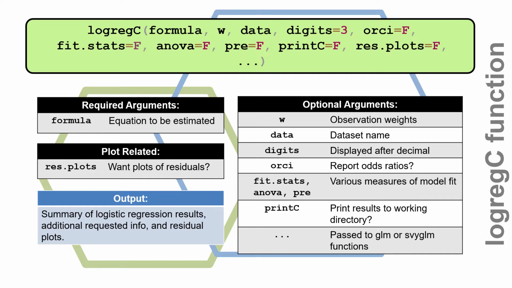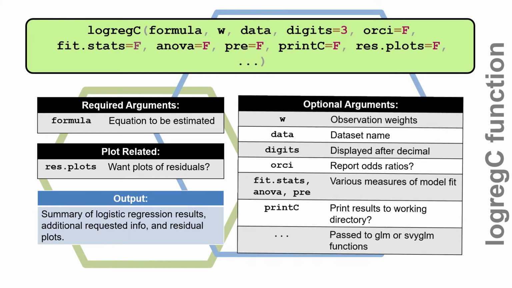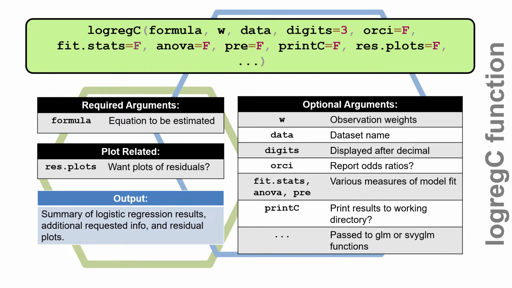The logregC function supports a standard set of optional arguments. With logregC, you have options to specify observation weights, the dataset name, the number of digits you want to see after decimal points, and whether you want to print your results to an HTML file in your working directory. The function has additional, optional, and plot-related arguments.